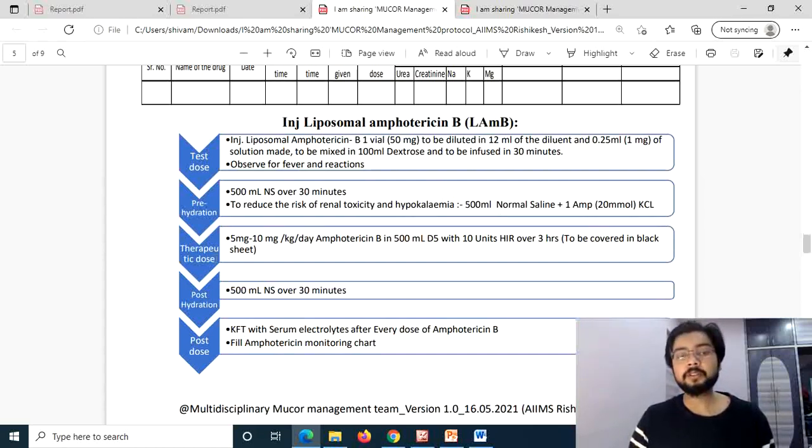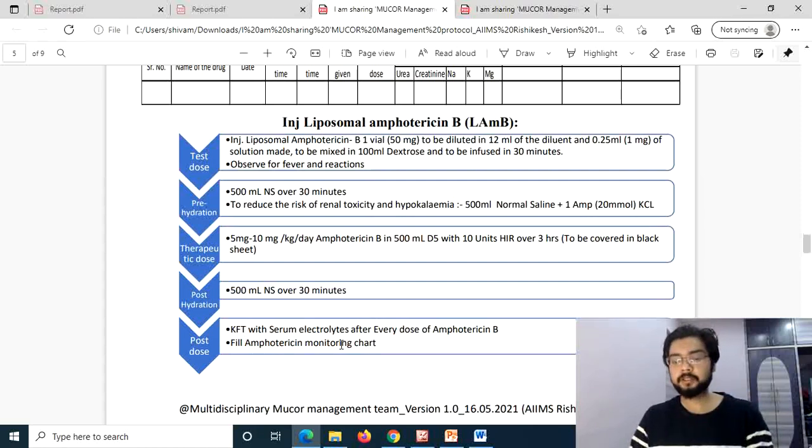Therapeutic dose is 5 to 10 mg per kg per day of amphotericin B in 500 ml of D5 with 10 units of insulin over 3 hours. This should be covered in a black sheet because it is a light sensitive drug. After the therapy, you have to hydrate the patient again, that means post hydration, and then after the dose you have to check the renal profile, KFT with serum electrolytes, after every dose of amphotericin B.